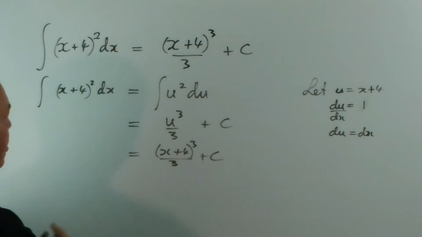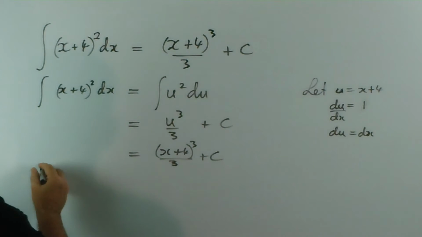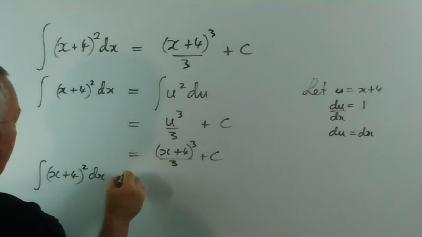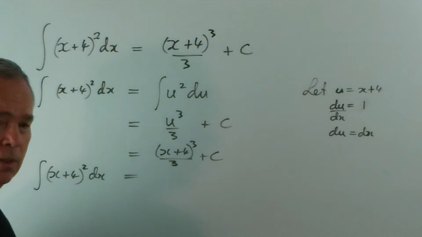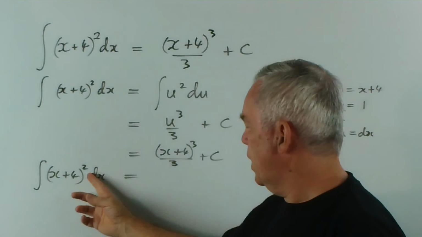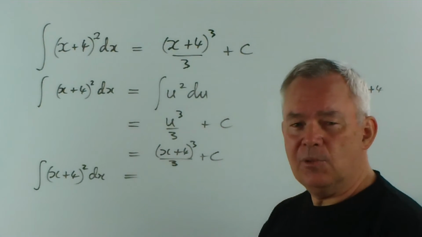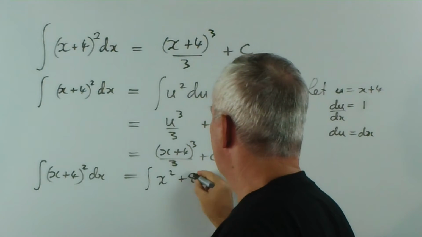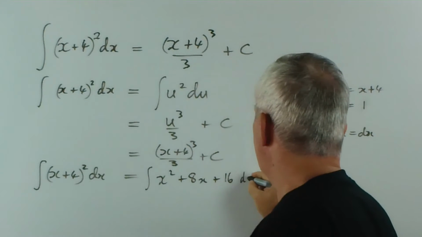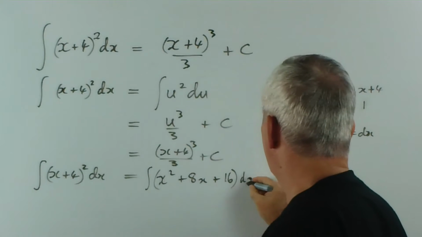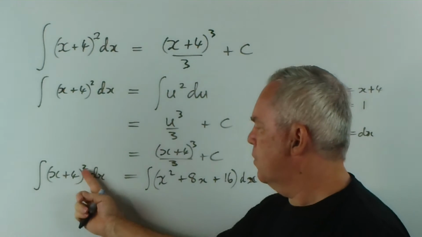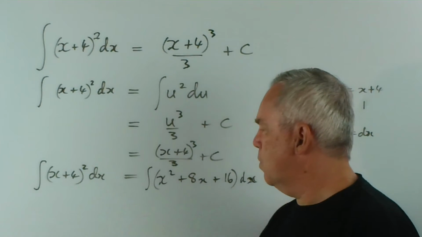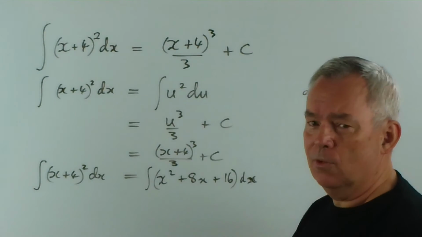Now, the last method I'm not sure that I have room for, but we'll try. And that is, because this particular power is relatively small, it's only a square, we can in fact expand it. So we could write this as the integral of x squared plus 8x plus 16 dx. Of course, if this was a power 21 or even as high as 8 or 9, you certainly wouldn't want to go this way. In fact, these two methods are almost always preferable.